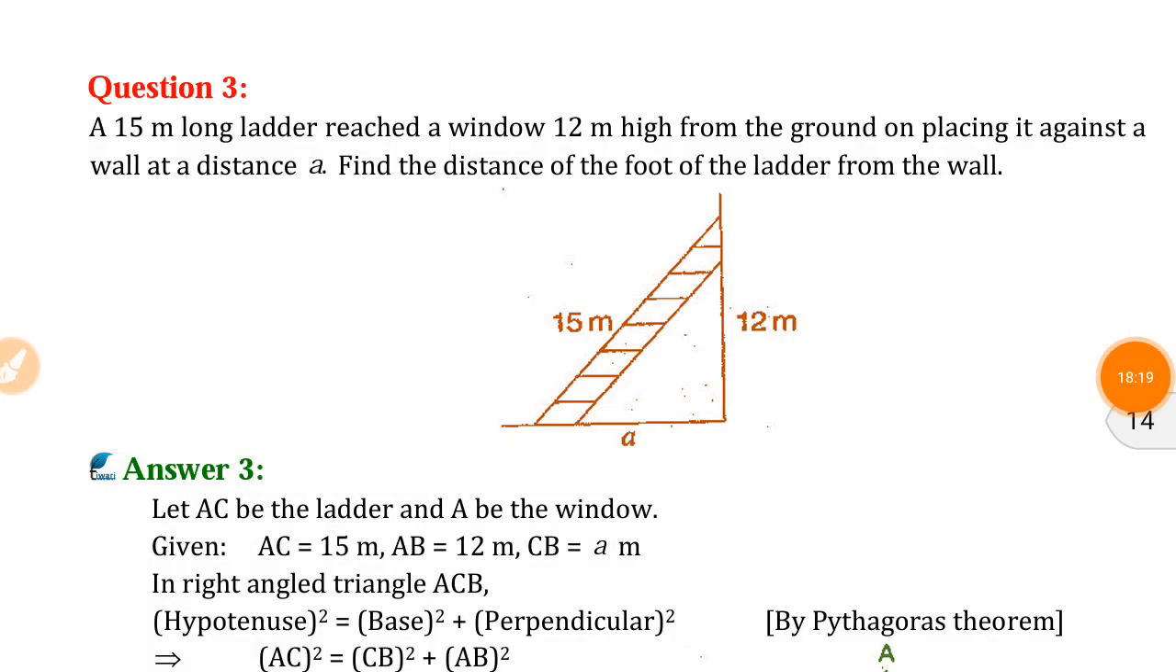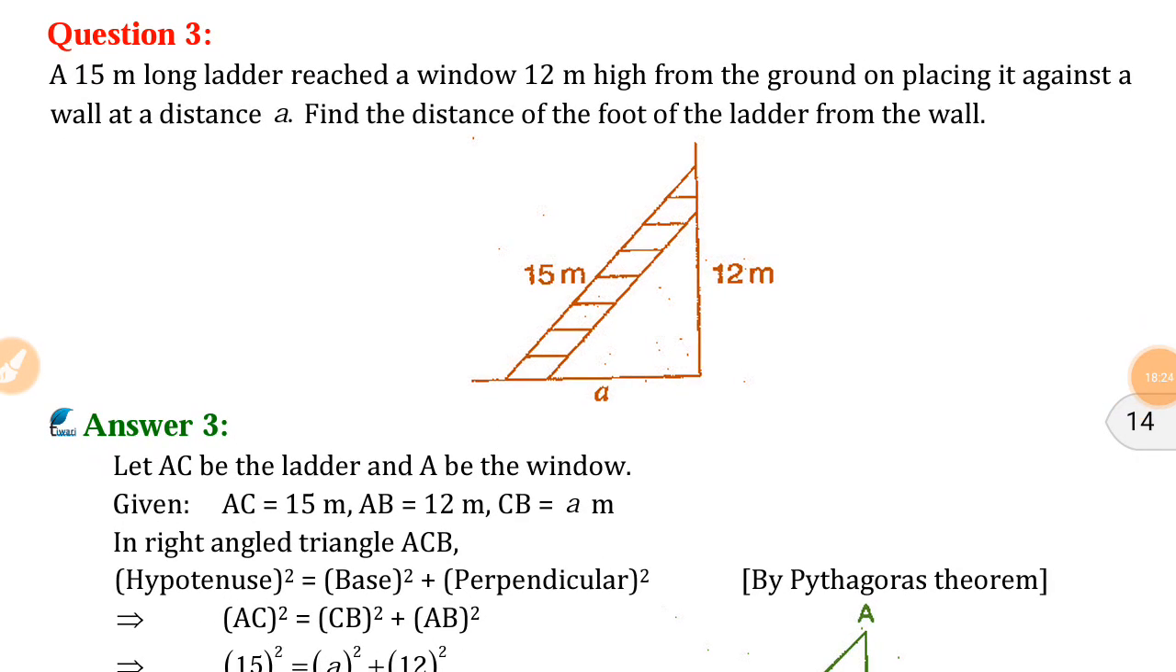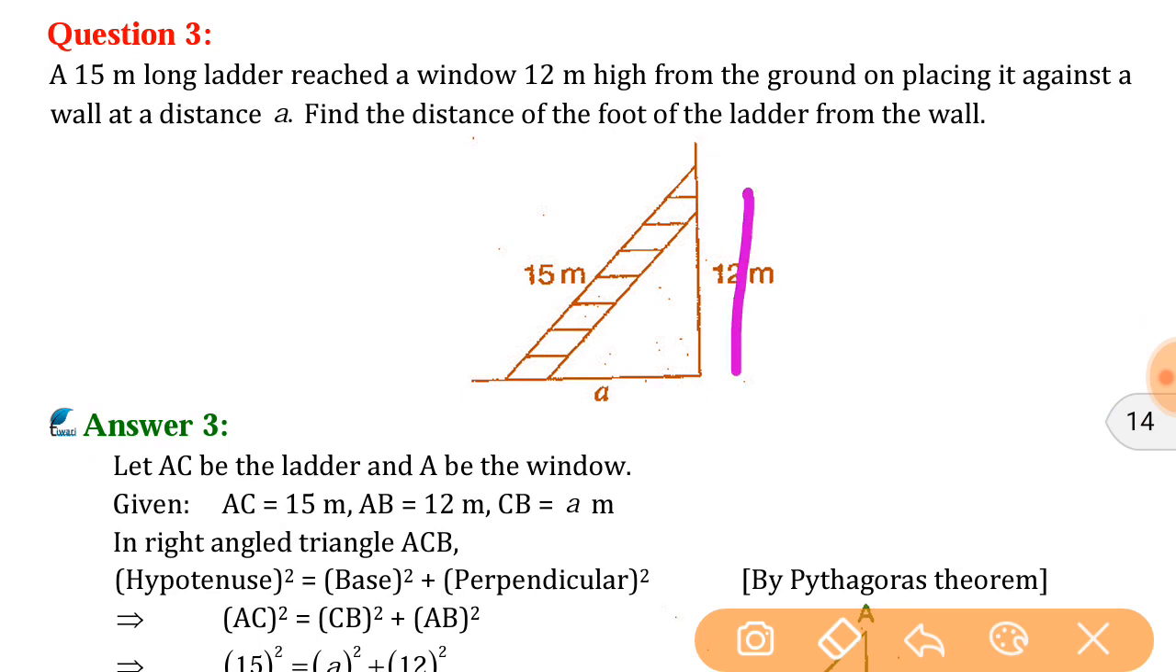So the third question. Same, by Pythagoras theorem. A 15-meter long ladder reached a window 12 meter high from the ground, placed against the wall, from here to here. So we can name it by the triangle ABC. So it is ABC. Okay. So find the distance of the foot of the ladder.